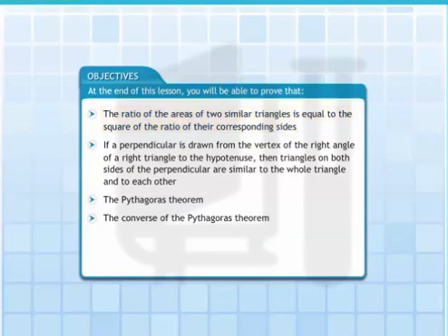You will also be able to prove that if a perpendicular is drawn from the vertex of the right angle of a right triangle to the hypotenuse, then triangles on both sides of the perpendicular are similar to the whole triangle and to each other. You will also be able to prove the Pythagoras theorem and its converse.